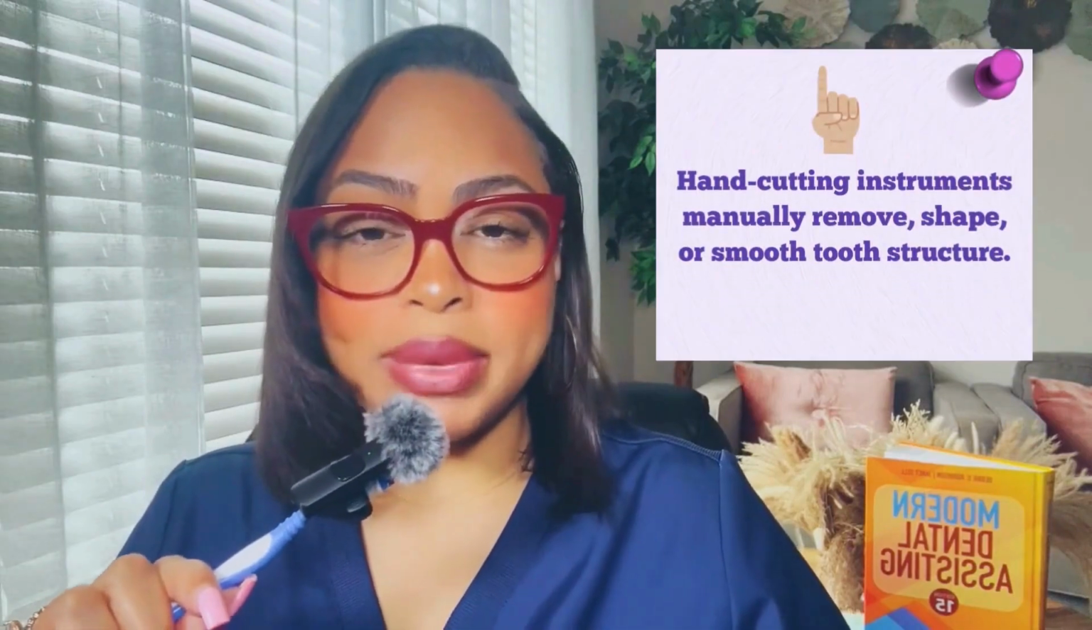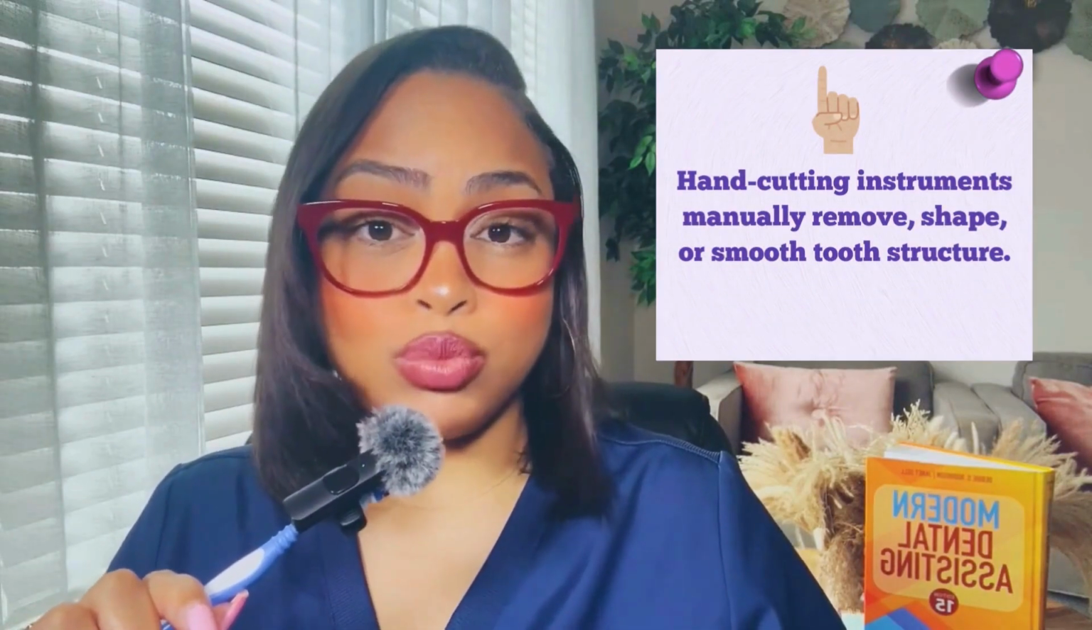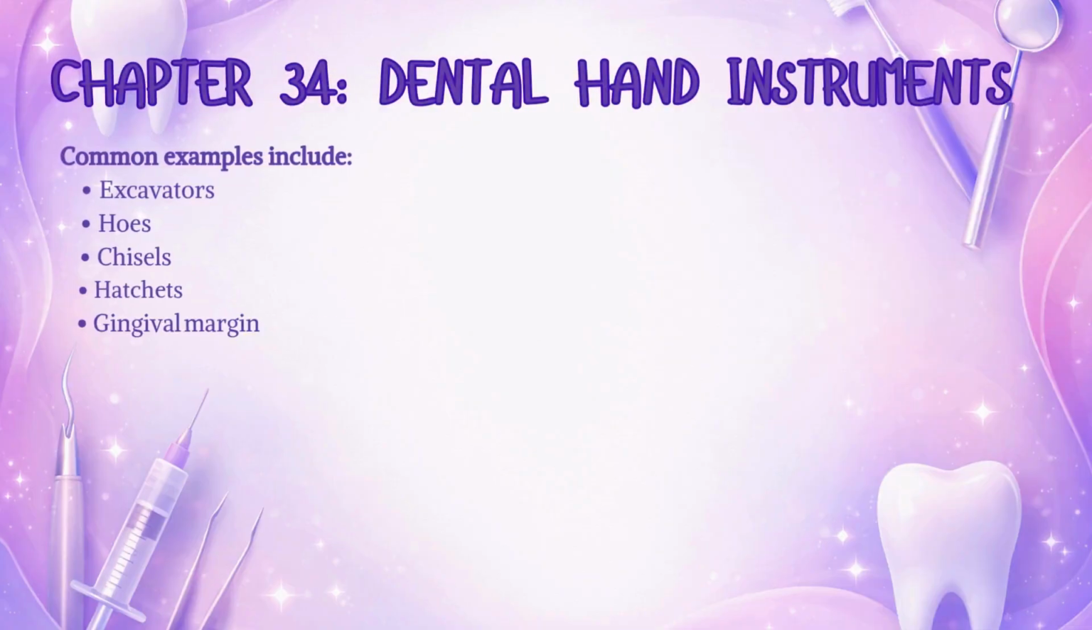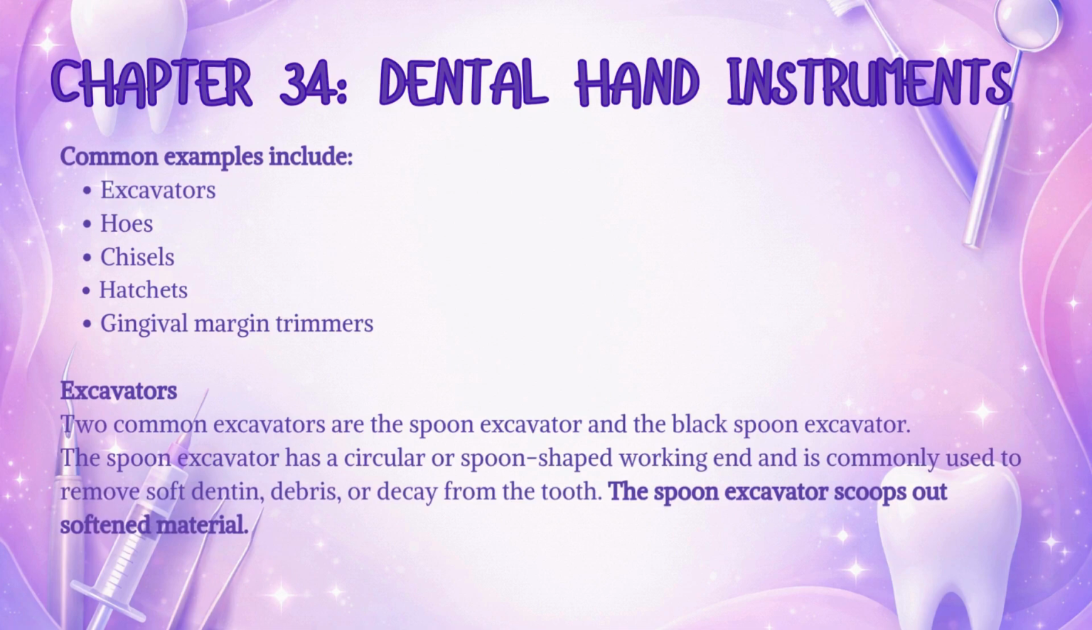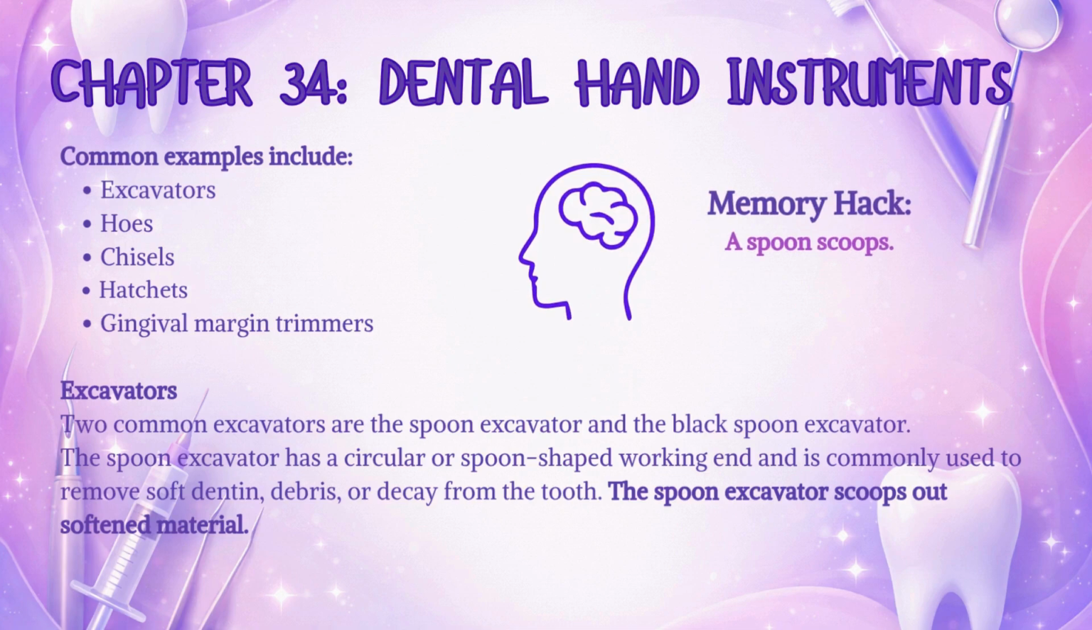Now, hand cutting instruments manually remove, shape, or smooth tooth structure. Common examples include excavators, hoes, chisels, hatchets, and gingival margin trimmers. The two common excavators are the spoon excavator and the black spoon excavator. The spoon excavator has a circular or spoon shaped working end and is commonly used to remove soft dentin, debris, or decay from the tooth. The spoon excavator scoops out softened material.